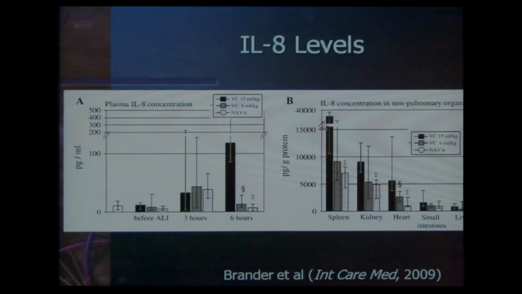And the same was true of IL-8 concentration in some non-pulmonary organs, including the spleen, kidney, heart. And you can see the pattern is usually the same, that this 15 ml per kilo, clearly worse, higher levels, and the 6 ml and NAVA, similar, with most of these NAVA had a significant decrease, or roughly the same. So NAVA was a little better or the same as 6 ml per kilo.